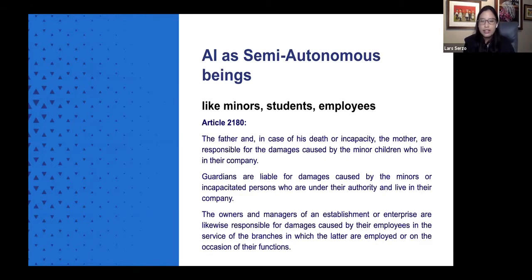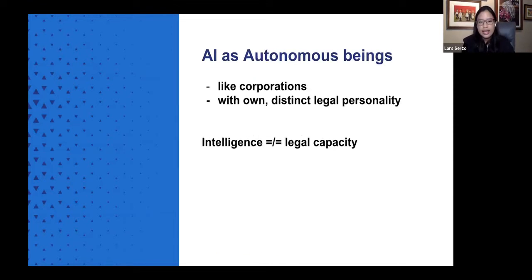And then another proposal is to view AI as a semi-autonomous being. So the same way that the law treats minors or children, students, and employees. And basically, you look at AI as a minor. So any harm or any damage caused by the AI should be the responsibility of the parent or the guardian. Or if the AI did something harmful, then the owner of that AI should be answerable or should be able to compensate for the damages brought by the AI.